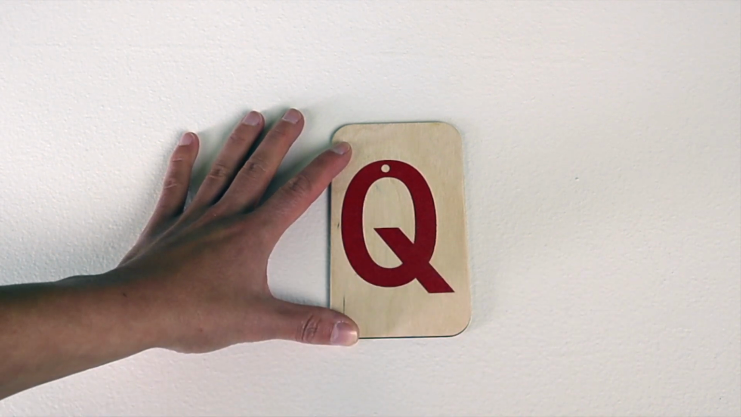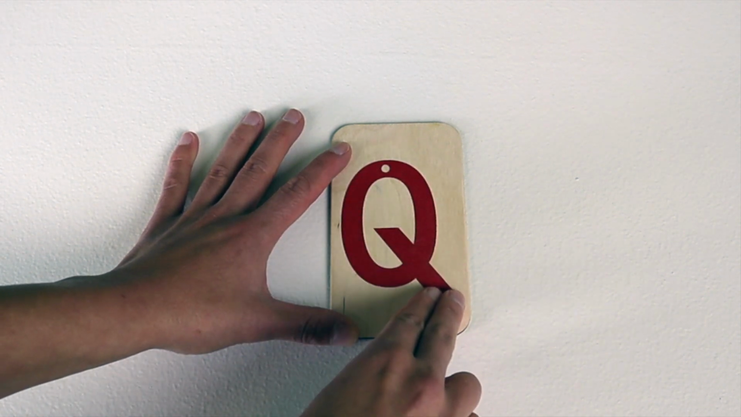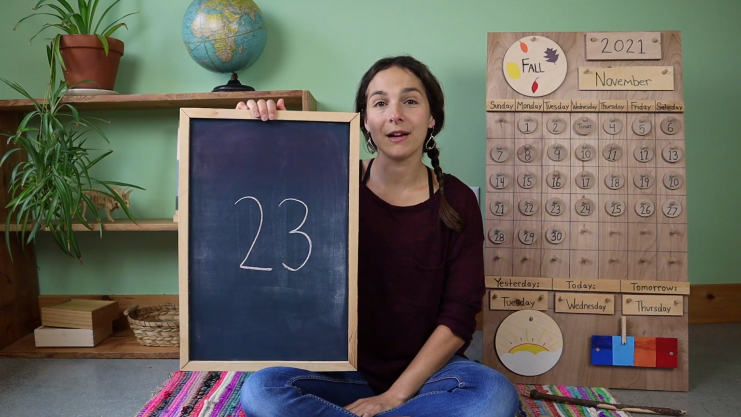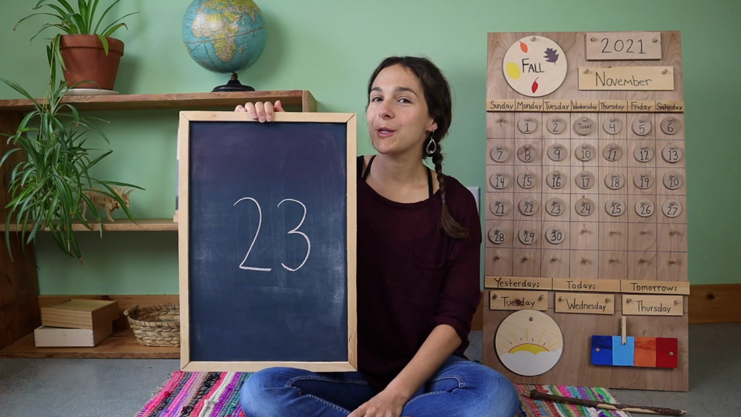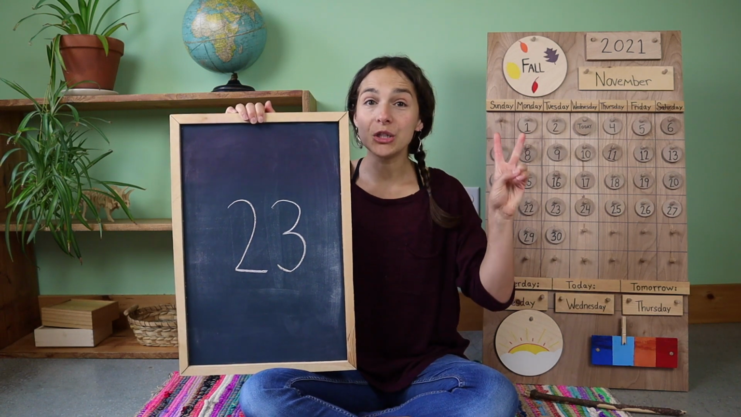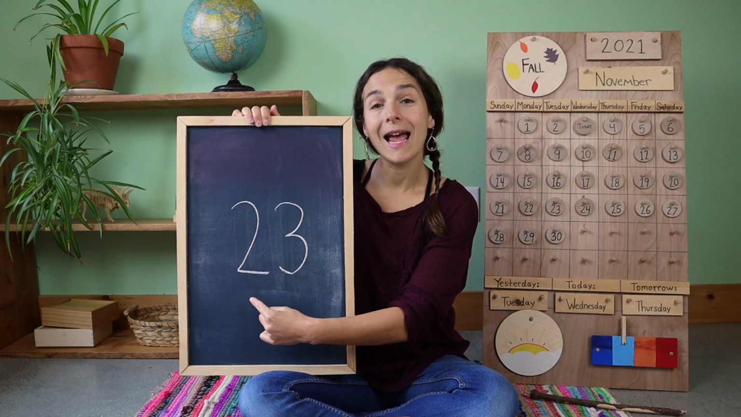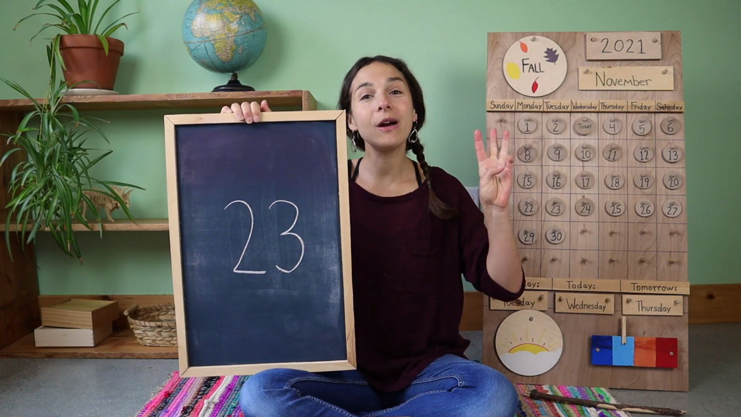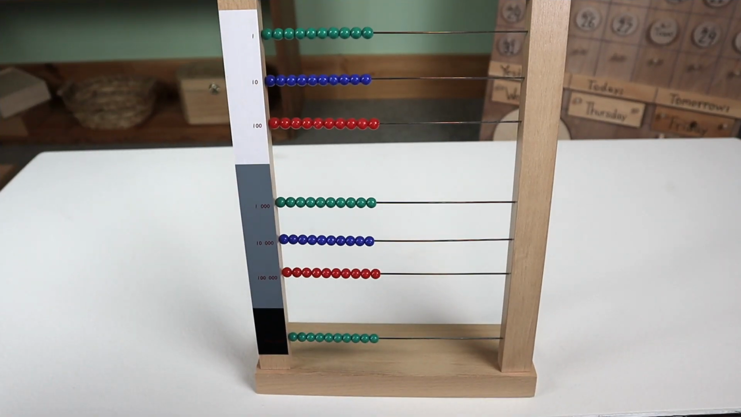One more time. And here is the double-digit number of the week. This is the number 23. When you write the number 23, you have to write two numbers. First, you write the number 2, and then you write the number 3. 2, 3. 23. This is how you count the number 23 using the large bead frame.